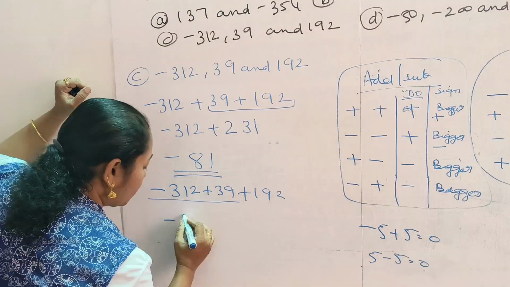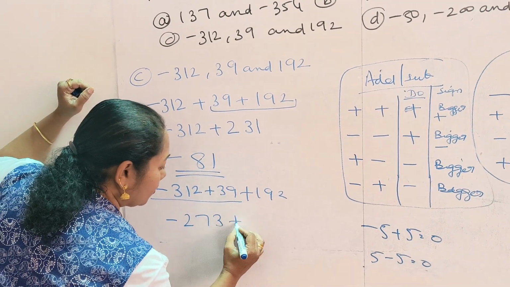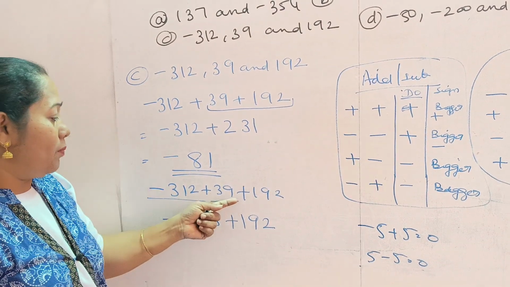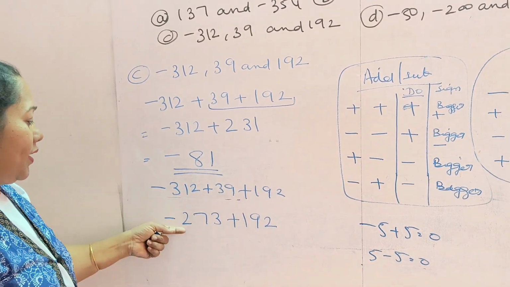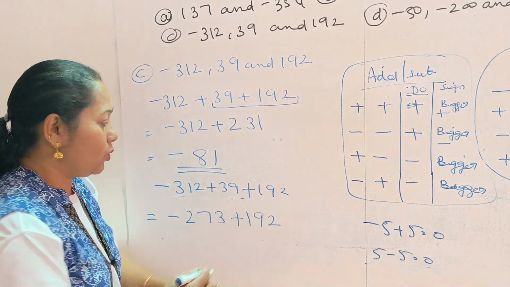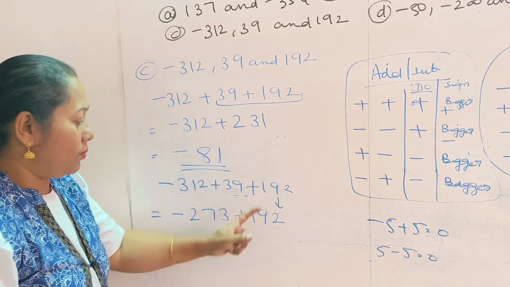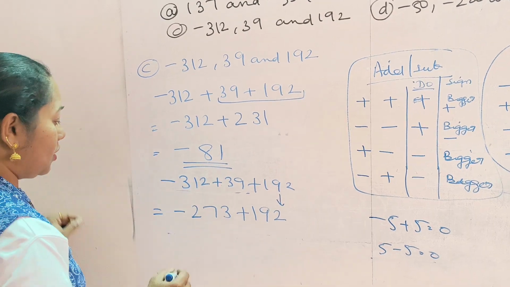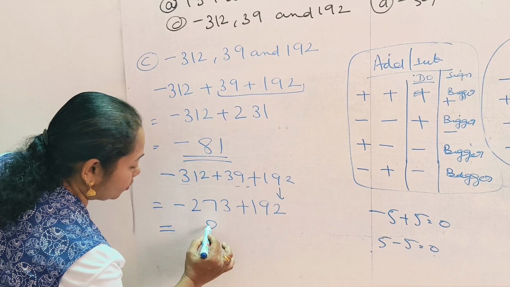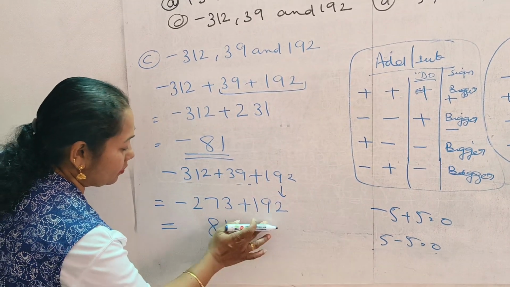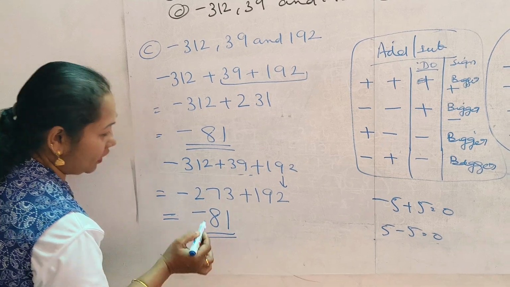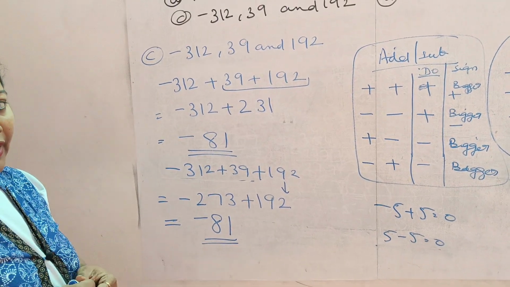So minus 312 plus 39 is minus 273, plus 192. This we have to bring as it is. Now minus 273 plus 192 is equal to 81, and the bigger number is 273, so we have to put the sign of minus: minus 81. In this way also you can get the answer.